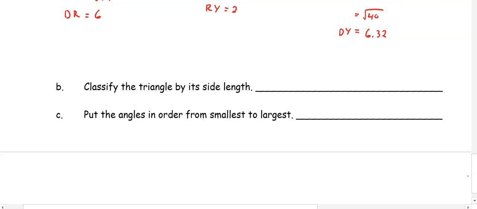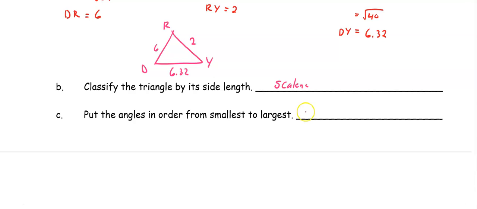Once we have our side lengths, we want to classify our triangle by side lengths. So by side lengths, they're all different sides, so that means this triangle is going to be scalene. If we draw our triangle DRY, RY is 2, DY is 6.32, DR is 6. We want to put the angles in order from smallest to largest. So our smallest angle is going to be D, which is across from 2, then angle Y, which is across from 6, and finally angle R, which is across from 6.32.